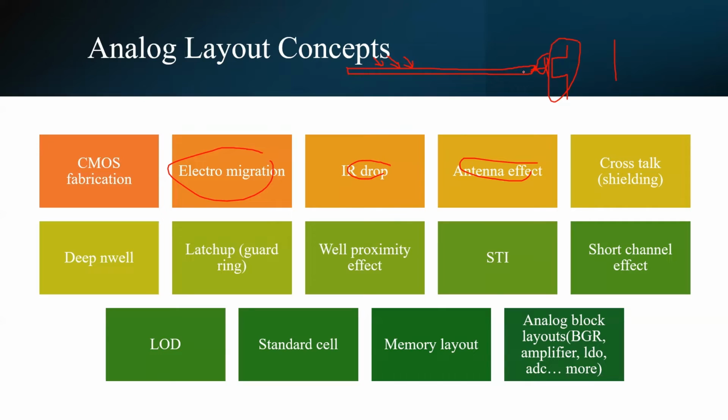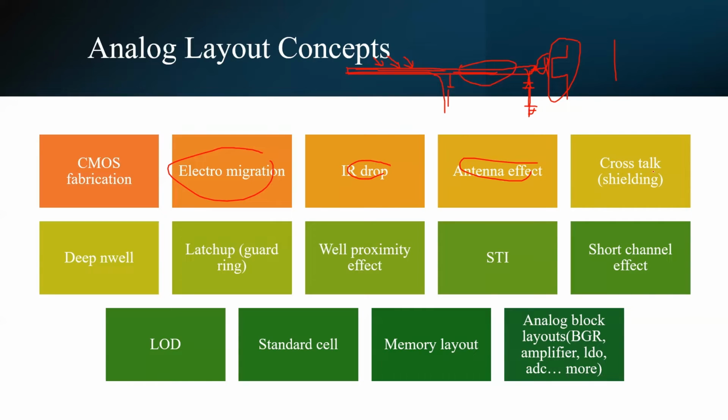To avoid this, we put a diode near the end of the gate. Why the end of the gate? Because all the charges inside this gate should come and get drained. If you put it here, then it will drain only up till here, and this area will remain and get damaged. So we put it at least at the end of the metal length to prevent the antenna effect. This is a small brief of the antenna effect.